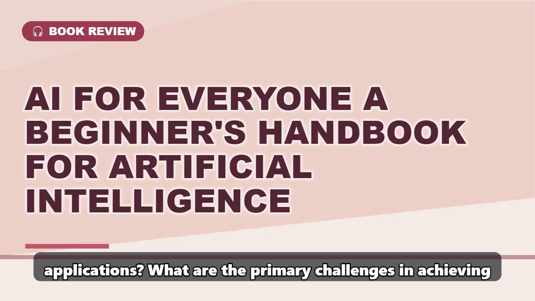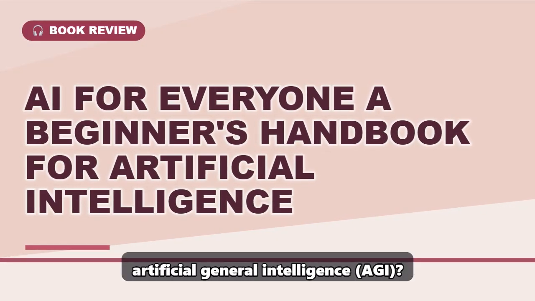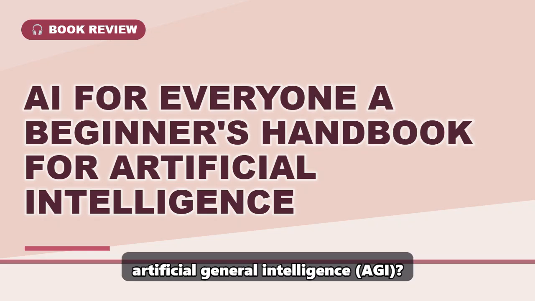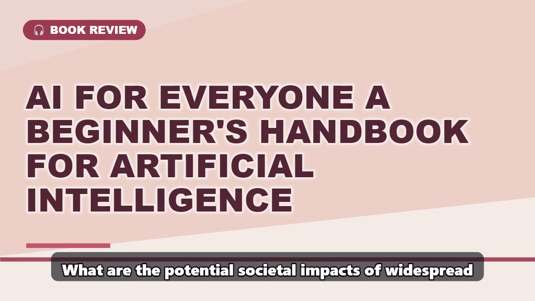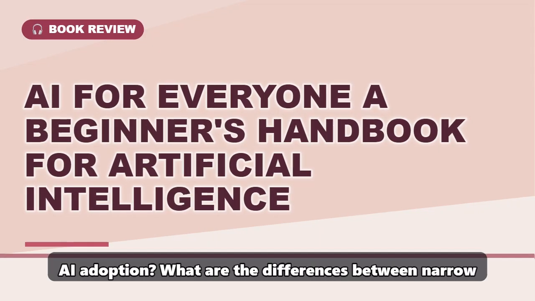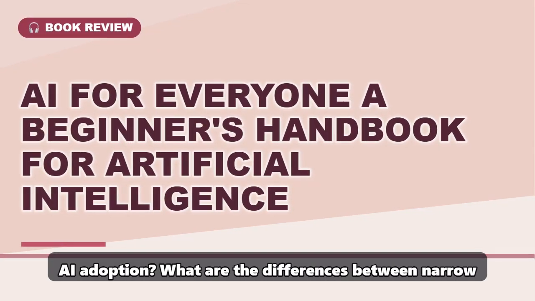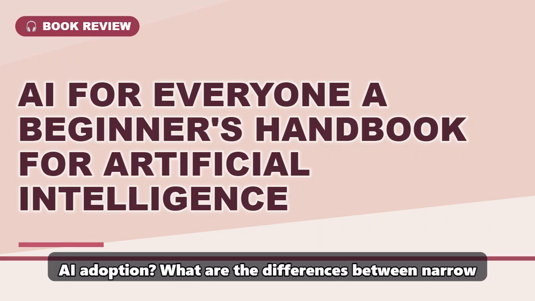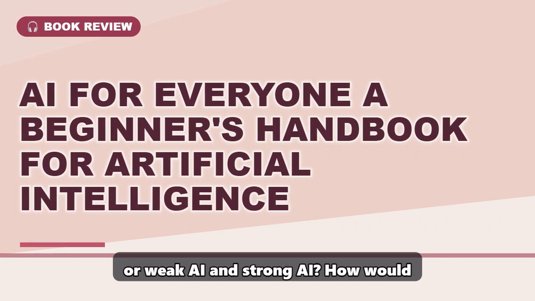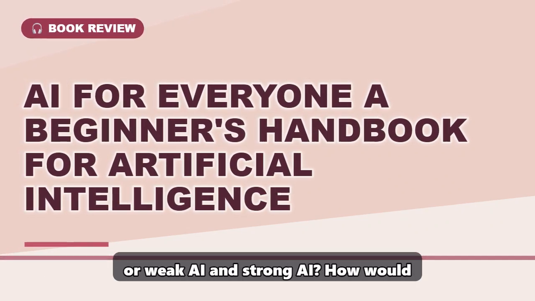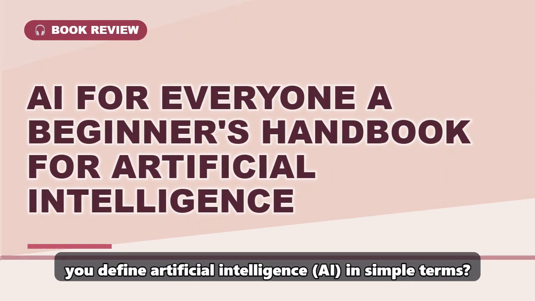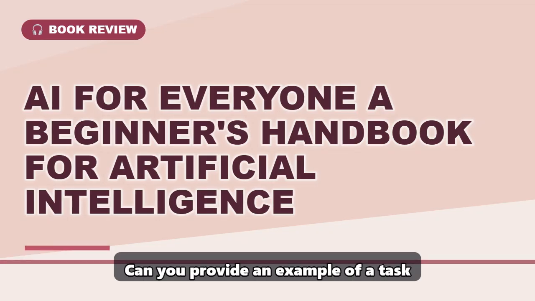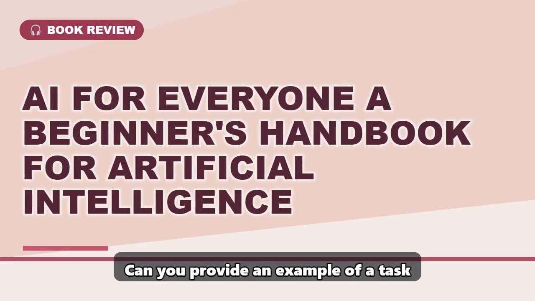What are the primary challenges in achieving artificial general intelligence, AGI? What are the potential societal impacts of widespread AI adoption? What are the differences between narrow or weak AI and strong AI? How would you define artificial intelligence, AI, in simple terms? Can you provide an example of a task that AI can perform?